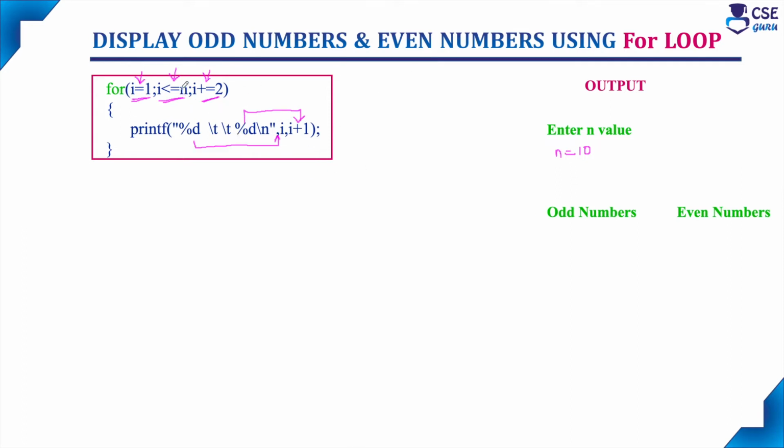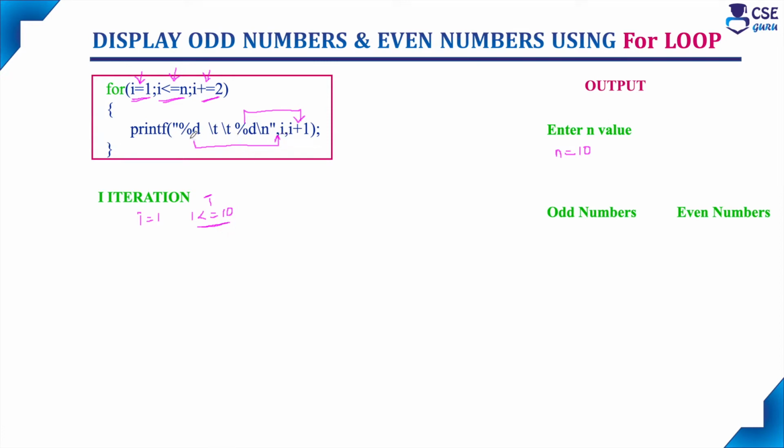For the first iteration, consider the i value as 1. So i is equal to 1, and we check whether 1 is less than or equal to the n value 10. 1 is less than 10, so the condition is true. So it will allow the body of the loop to execute once.